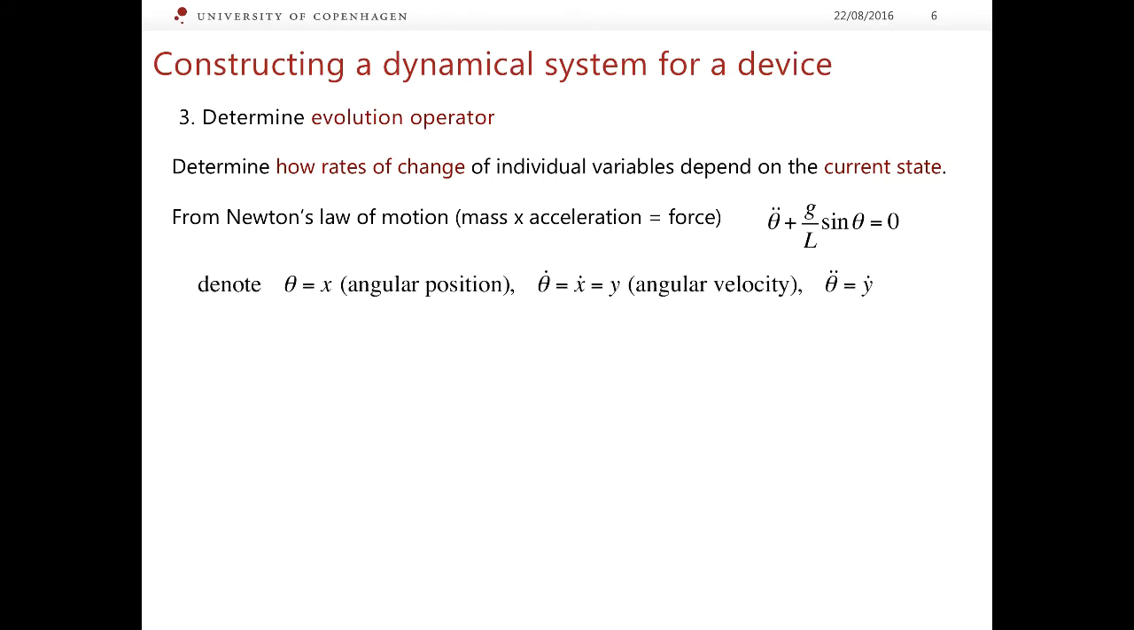But this is not enough, because we need to convert this into a proper dynamical system. To do this, let us introduce two state variables. We rename theta as x, and remember that it is the angular position of the pendulum. We also introduce the angular velocity theta dot and denote it as y. And we observe that the second derivative of theta is the first derivative of y. This allows us to rewrite the original second-order ordinary differential equation as a system of two first-order ODEs.